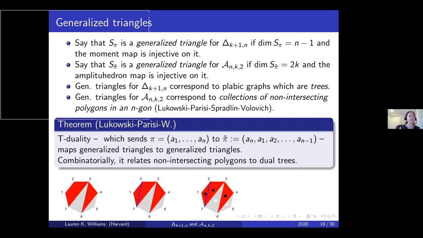And you choose some triangulation of our red polygons. And there's a very simple way to associate a dual on-shell graph to that non-intersecting polygon. And this is precisely what T-duality does. This is exactly how T-duality maps generalized triangles to generalized triangles.